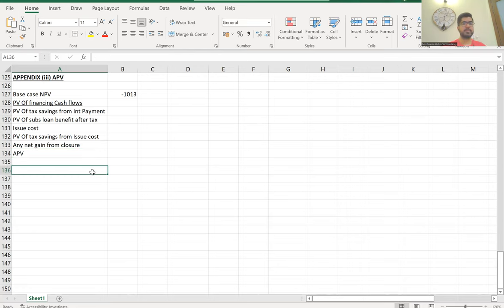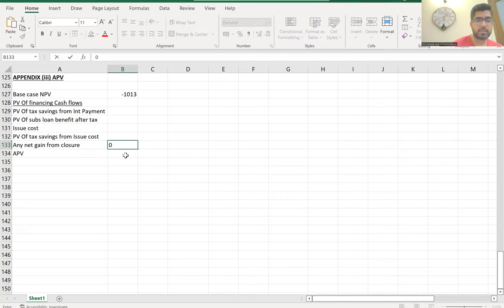right? So this is firstly the format of APV, that we need to write a base case NPV, then present value of financing cash flows, present value of tax savings from interest payments, present value of subsidized loan benefit after tax, issue cost, tax savings from issue cost, net gain from closure. I don't think there is any net gain from closure, so write zero.